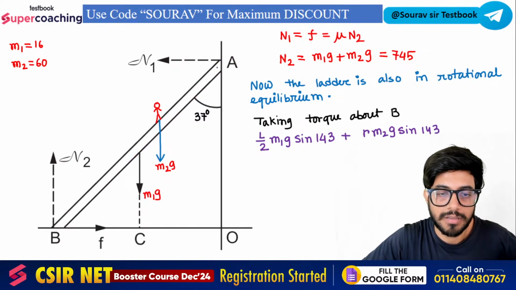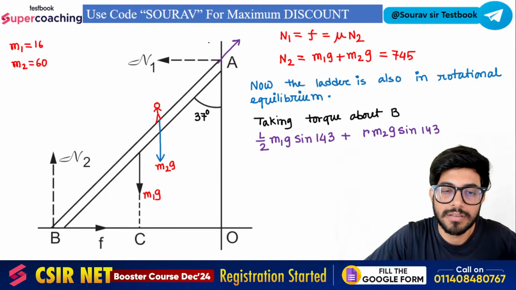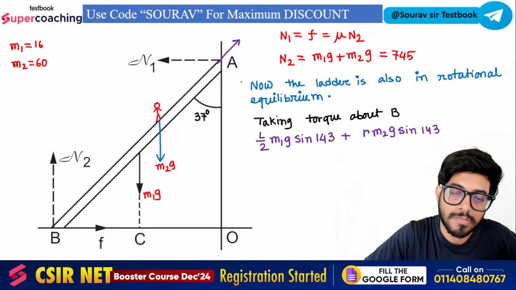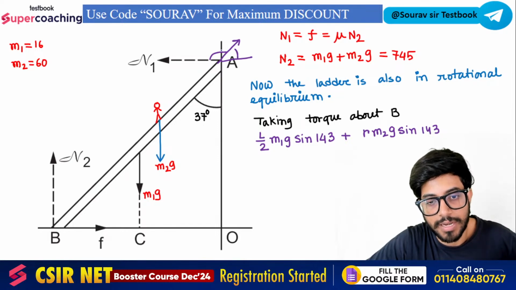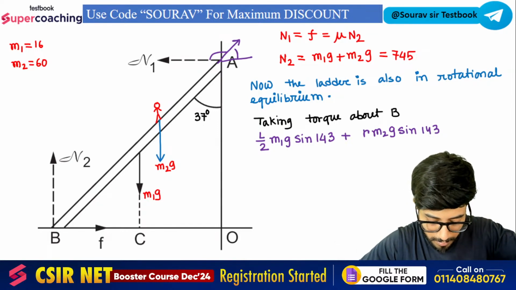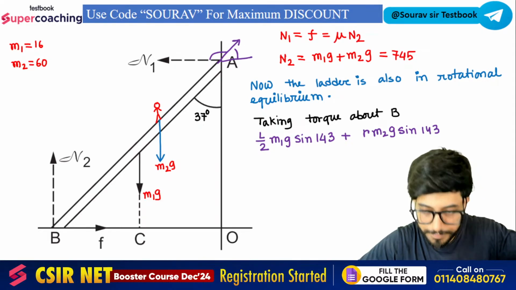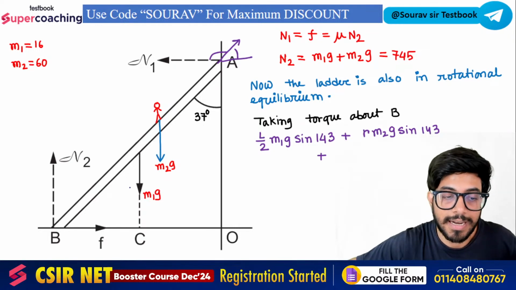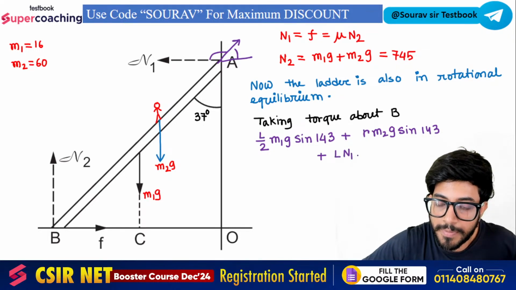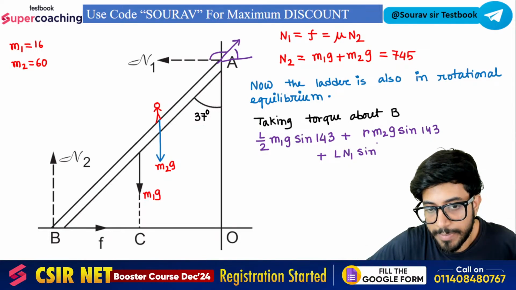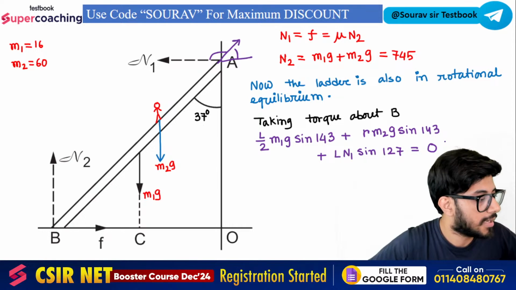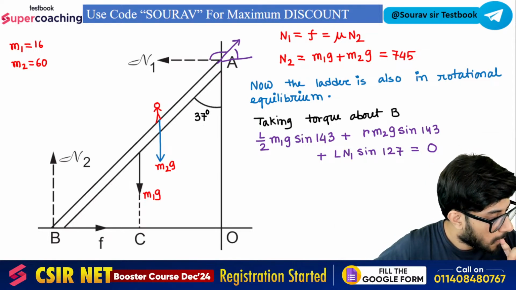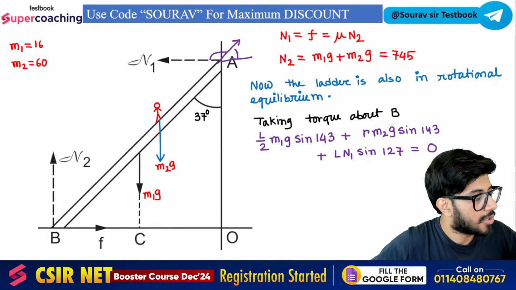No, I need to find out which angle, brother. This is the direction of the R vector. I have to find out this angle. This angle is actually equal to your 53. If this is your 53, then this is 180 minus 53, that is 127. Plus the entire length L into N1 into sine of 180 minus 53, that is 127. That should be equal to 0. The resultant torque should be equal to 0.